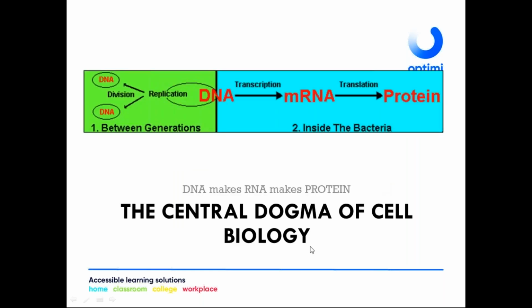So let's look at the central dogma of cell biology. DNA replicates. Then from DNA, transcription takes place, which is the process of formation of mRNA, which translates to form protein. This is called the central dogma of cell biology. DNA replicates, and then through transcription forms mRNA, which through translation forms protein. So we're going to be looking at that now.